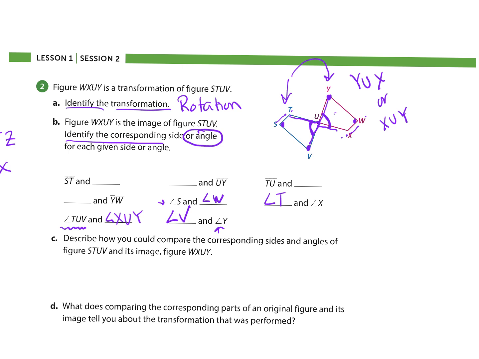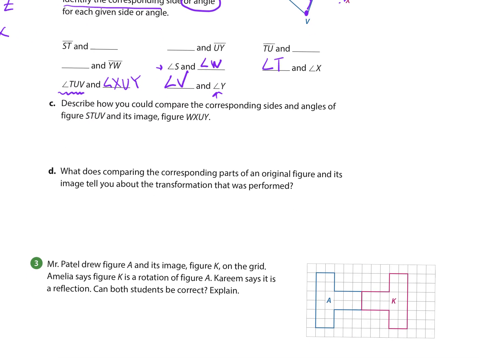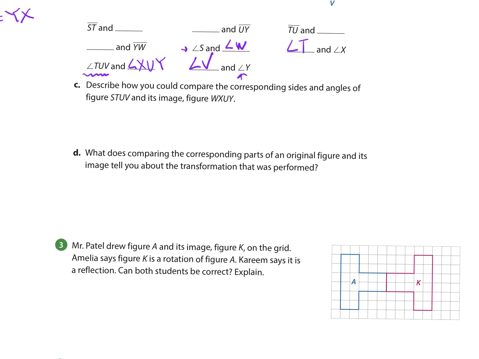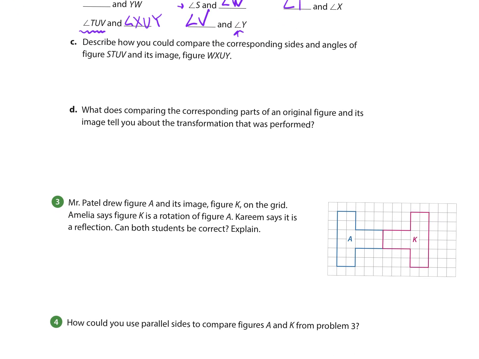Describe how you could compare the corresponding sides and corresponding angles. You could trace it and line them up and show they're the same. Also, you know that the size and shape didn't change, so that's also another way that you know they are the same. And I think that's everything. Actually, no, let's talk about one more thing. So, number 3.